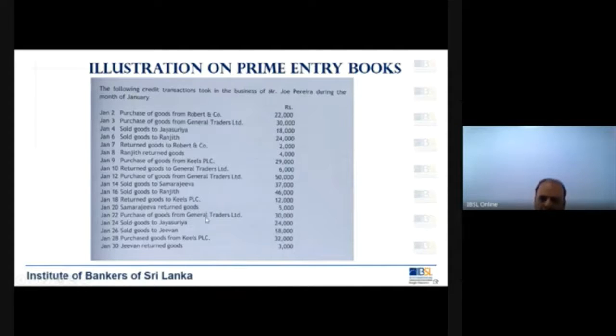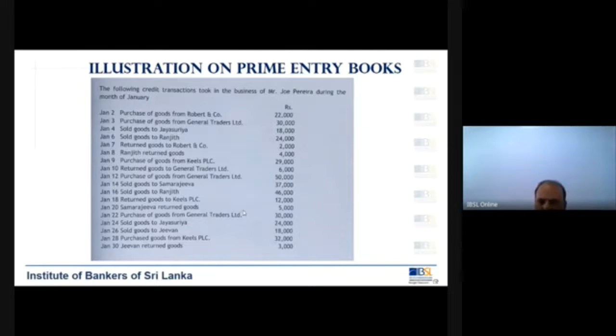Purchase of goods from general traders, again a purchase. Sold goods to Jayasuriya, that is a sale. Sold goods to Jeevan, that's a sales day book. Purchase of goods from Keels PLC, that is a purchase. Jeevan returned goods, that is a sales return. So when you look at a transaction, you should know into which day book this transaction goes. That is very, very important.